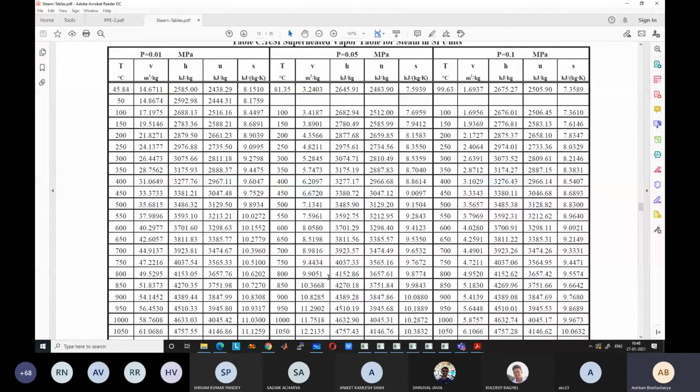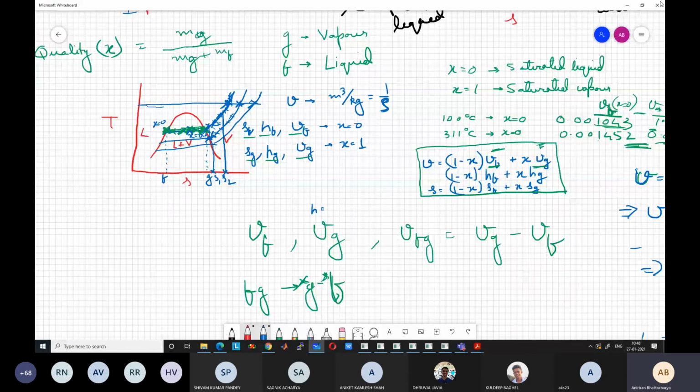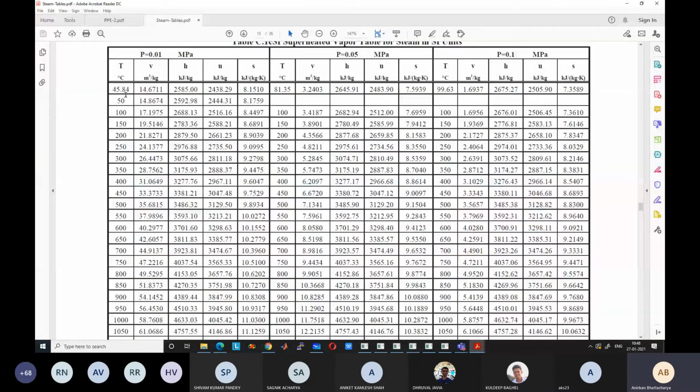So the table starts from the saturated state. Okay, 45.84, 14.6711. H is given, U is given, and S is given. So this is one table. You can see that there is no separate SF, SG because there is no concept of saturated vapor or saturated liquid at this point.